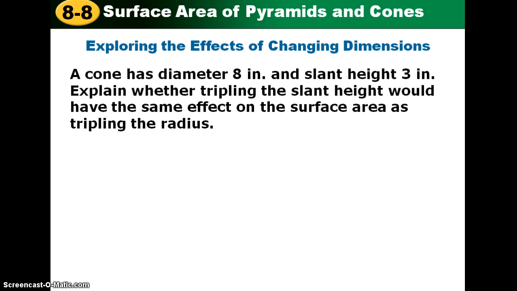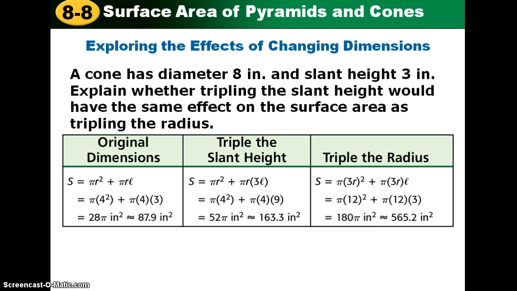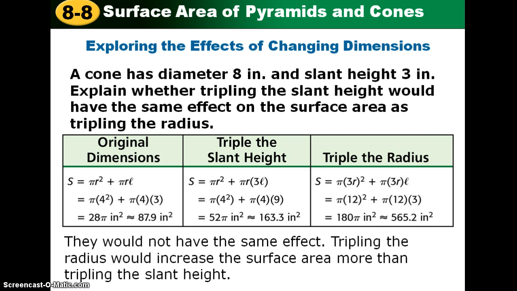A cone has a diameter of 8 inches and a slant height of 3 inches. Explain whether tripling the slant height would have the same effect on the surface area as tripling the radius. Here's a table. We have the original dimensions. Then we have the dimensions where we've tripled the slant height. And the third box is where we've tripled the radius. So you can see our different values. They would not have the same effect. Tripling the radius would increase the surface area more than tripling the slant height because radius is located in 2 different places inside the formula.